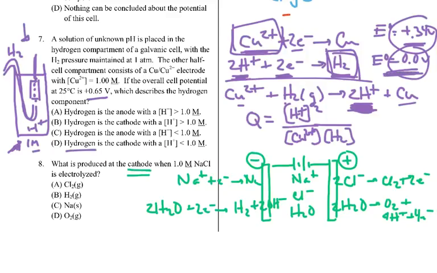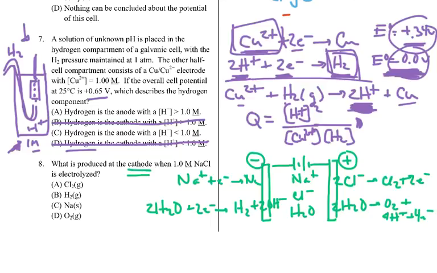And since we see it has the smaller value, then we know that this reaction gets written in reverse, and it's the anode. So hydrogen is the anode, so we can knock off these 2 answers. Now what's happening to the hydrogen ion concentration? Well, if my voltage is larger than my standard voltage, that means my Q must be farther from my KEQ. In other words, I need a small Q. I need my Q to be smaller than standard.